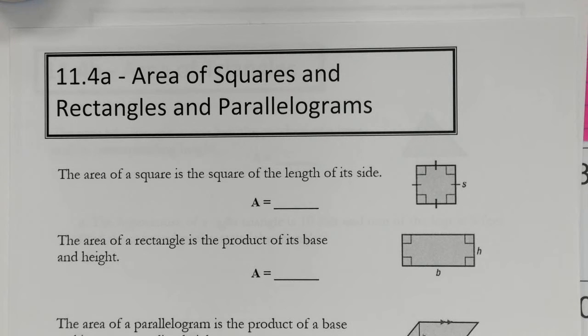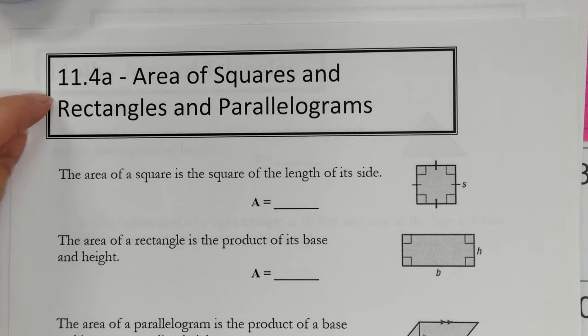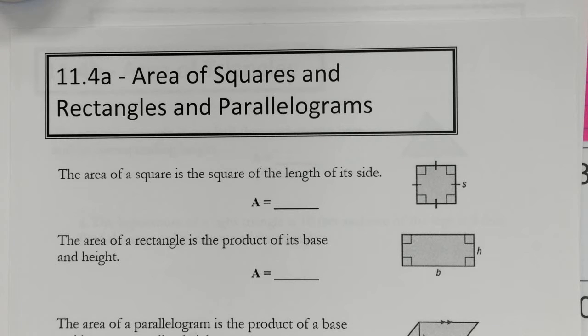Alright, so we're going to start this area section with 11.4 in your notes, but notice your notes don't say this, but this is 11.4a. That's because I split this into two sections. So we're going to start with the squares, rectangles, and parallelograms area, and then in just a little while we'll go back and we'll get the triangles. So that'll be called 11.4b, but you're only going to do the notes today, or right now, that are about squares, rectangles, and parallelogram area.